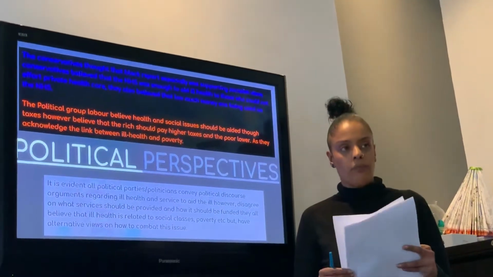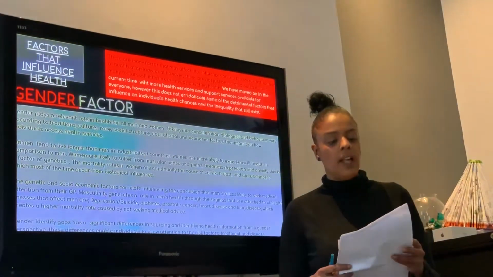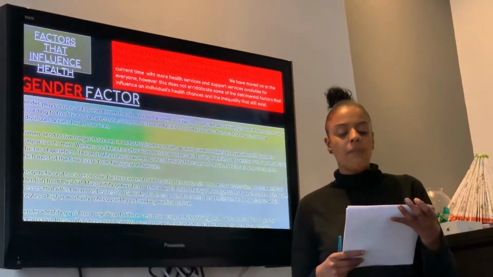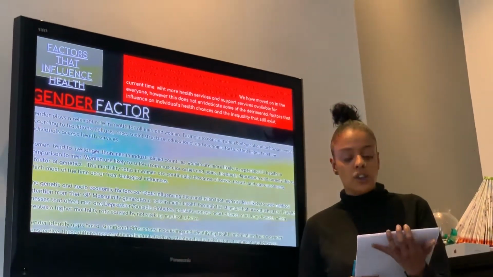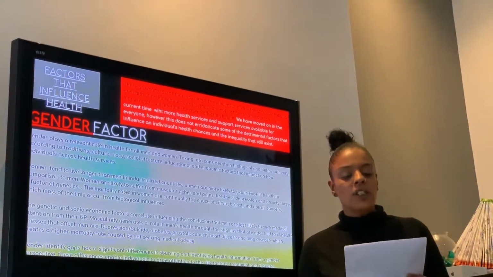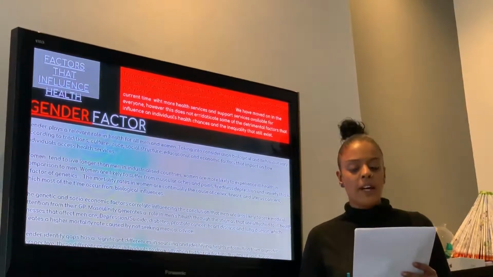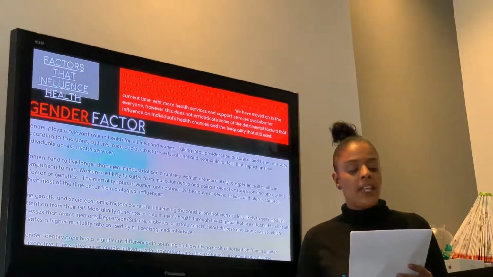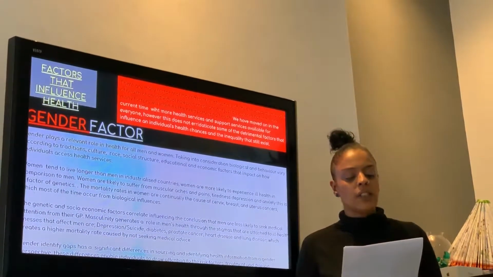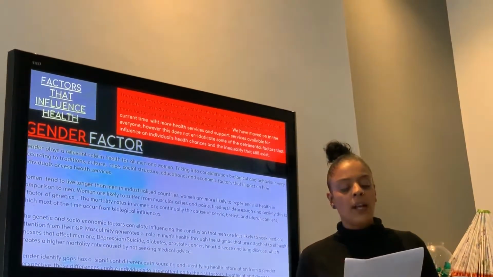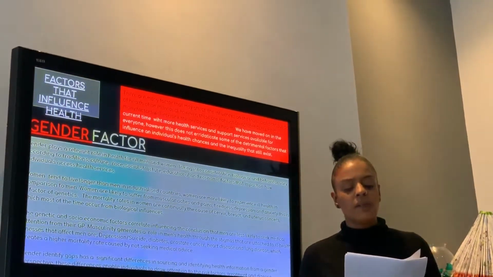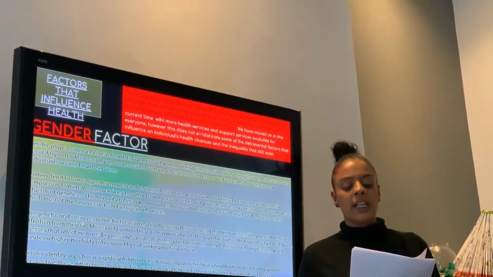Three factors. There are many factors that may affect the influences on the social distribution of health of an individual. However, these are not just isolated to income, and many factors will interlink the needs affecting health. We have moved on in the current time with more health services and support services available for everyone. However, this does not eradicate some of the detrimental factors that influence an individual's health chances and the inequality that still exists.